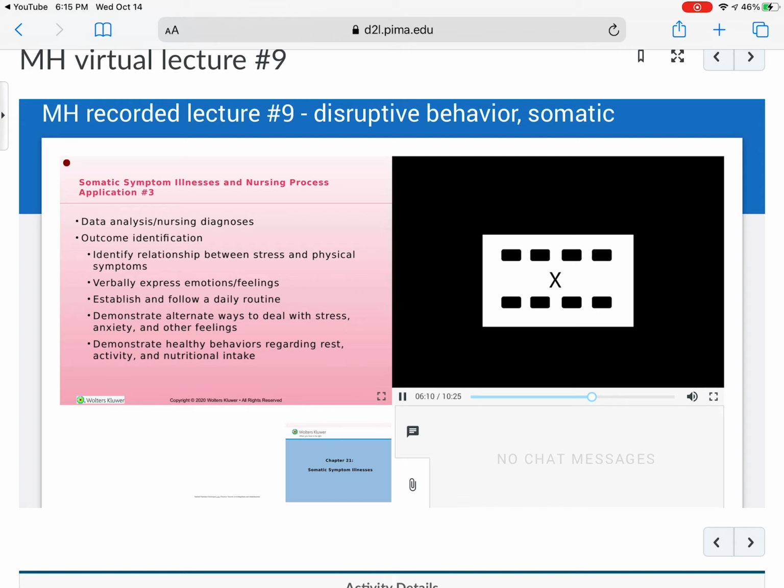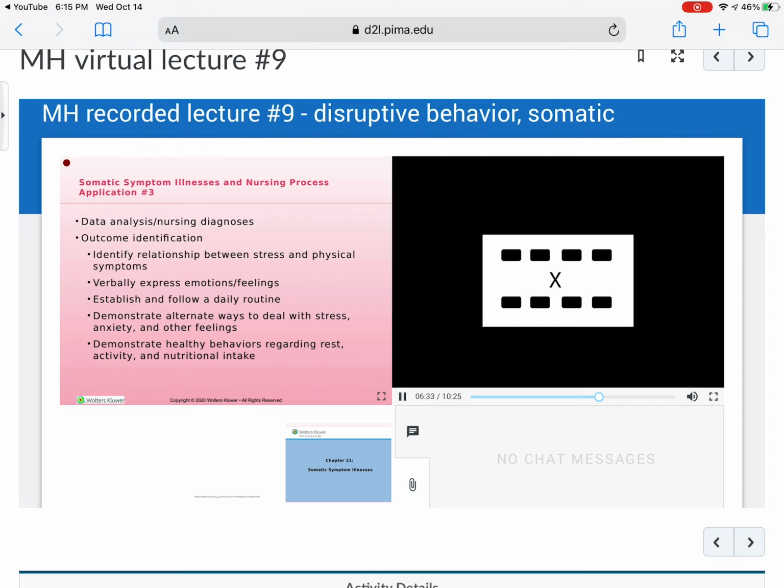Encourage the patient to verbally talk about their feelings. Encourage them to follow a daily routine. Also, help them to be able to express things. Help them to learn new coping skills to be able to deal with their stress and anxiety.